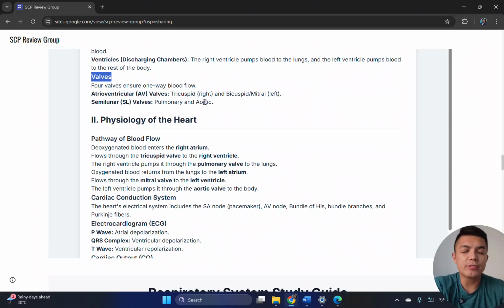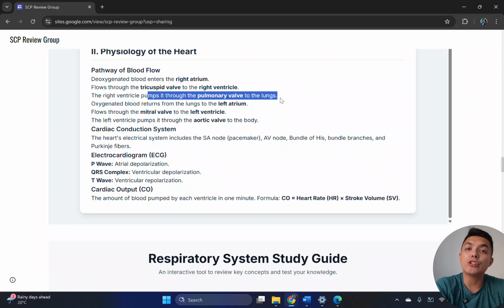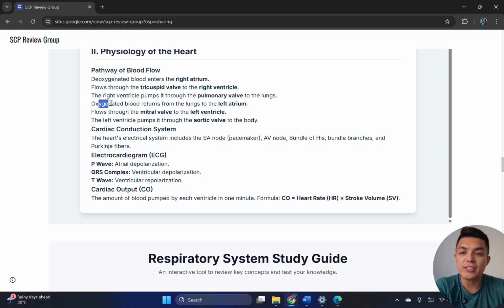When the blood passes the pulmonary valve, it goes to the pulmonary trunk. And for the aortic valve, it goes to the aorta. So next is the physiology of the heart. Deoxygenated blood enters the right atrium from the 2 cavas, the inferior and superior vena cava. And it flows through the tricuspid valve to the right ventricle. And then the right ventricle pumps it through the pulmonary valve going to the lungs for it to be oxygenated.